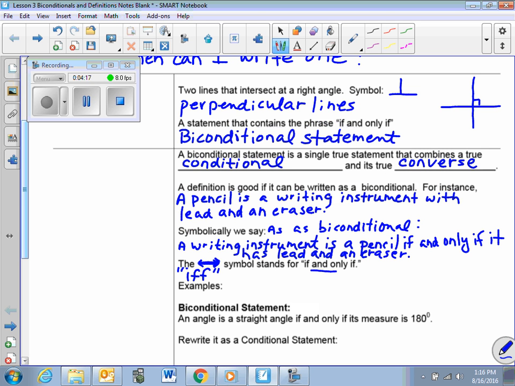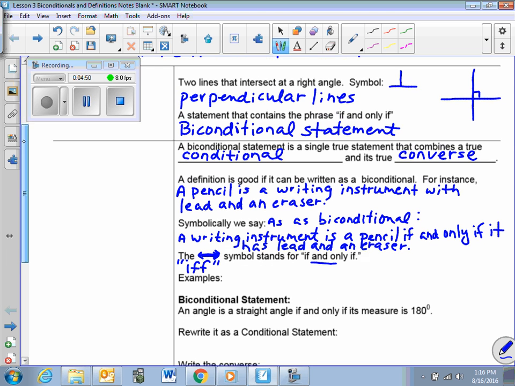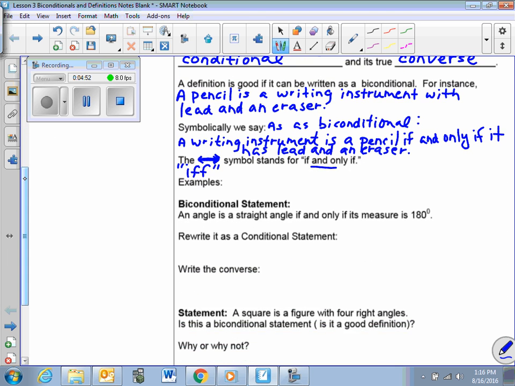So let's see, is that a true biconditional? A writing instrument is a pencil if and only if it has lead and an eraser. Well, how do we know if it's good? If we can turn it around backwards and it's still true. So if a writing instrument has lead and an eraser, if and only if it is a pencil. So yeah, that's true both ways. So that is a good definition of a pencil. So anytime you're looking at the definition or you're trying to make a definition of something, be sure that you see if you can write it as a biconditional, and then you know it's a good one.